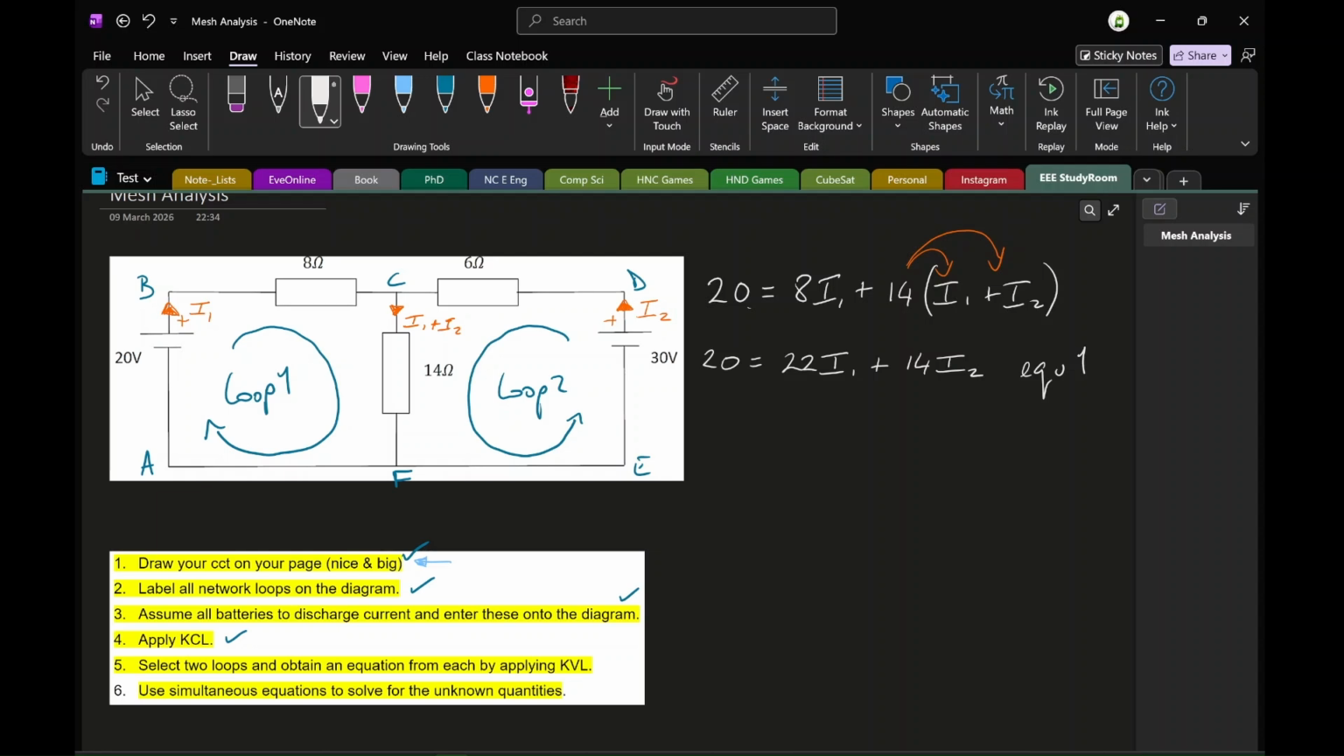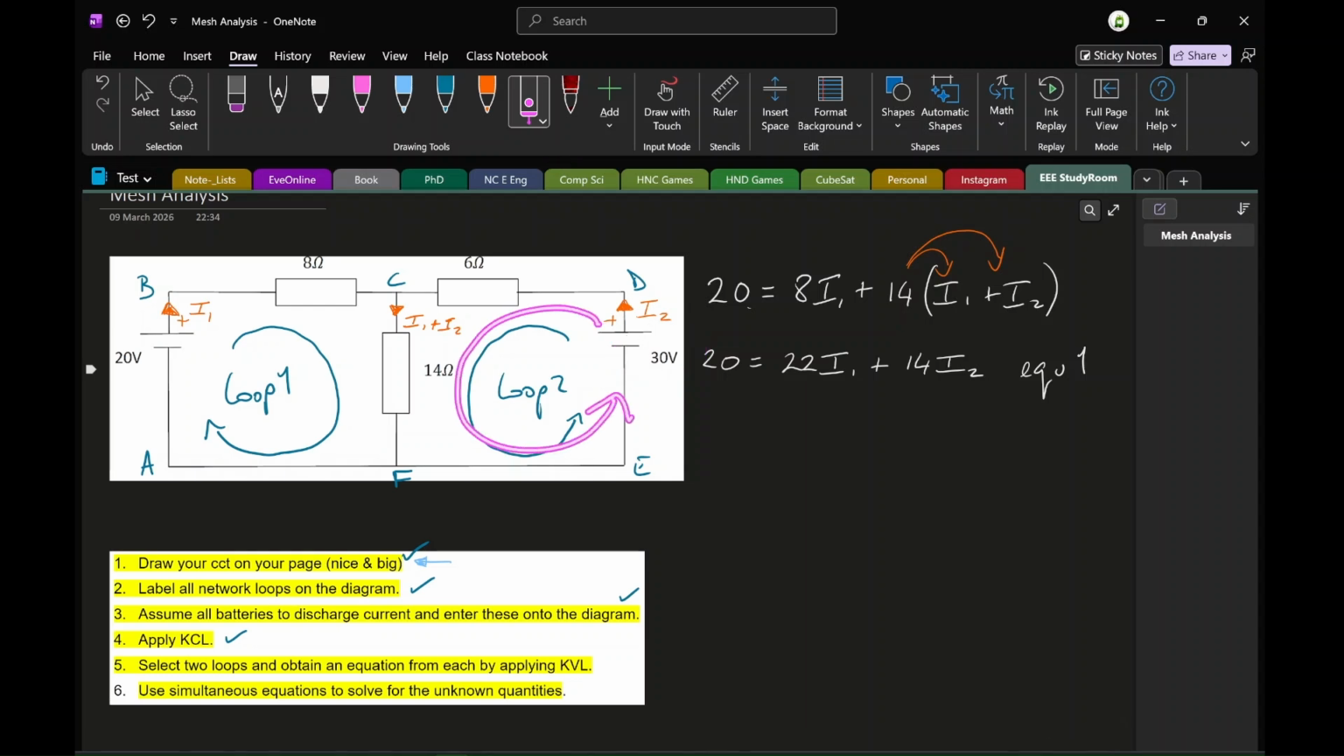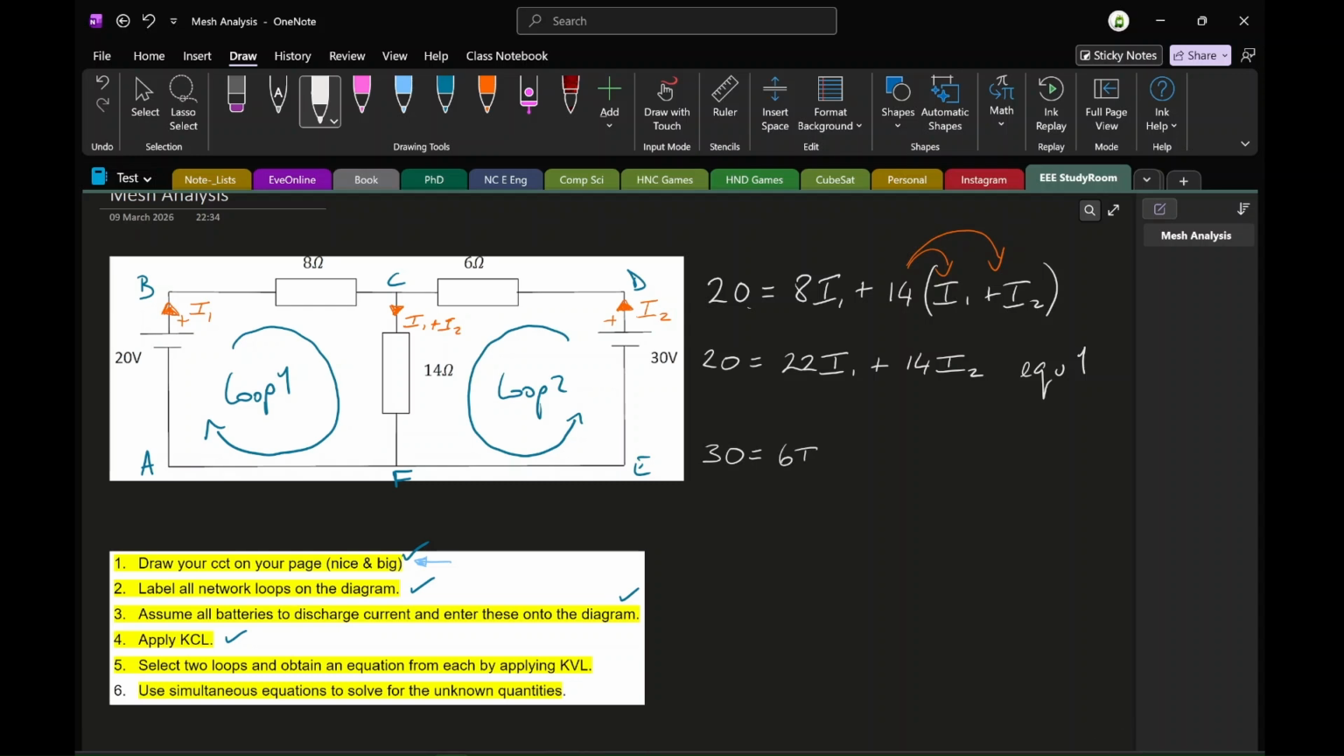Let's do loop 2. Loop 2 is going to be the same process. We've got 30 volts, and then we're talking about the current I2 moving around loop 2. So we have 30 is equal to 6 I2 plus, and then it's a repetition of that first line, the branch C through F, 14 times (I1 plus I2).